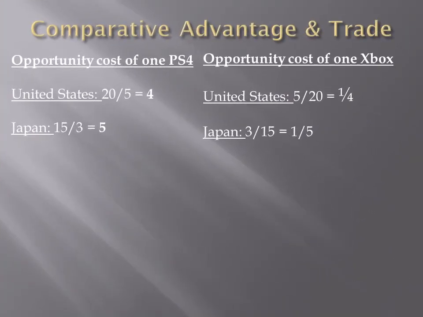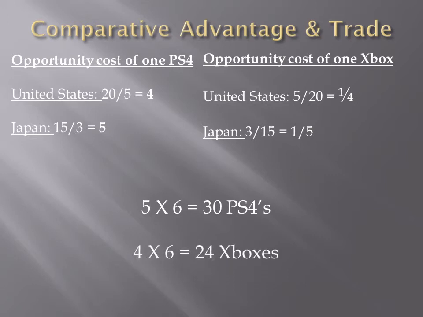Suppose the United States wanted to trade 6 PS4s. For Japan to benefit, the most they would accept would be 30 units. For the United States to benefit, the least they would be able to accept for the 6 PS4s would be 24 Xboxes. Therefore, both countries will benefit by producing what they have the comparative advantage in and then trading.